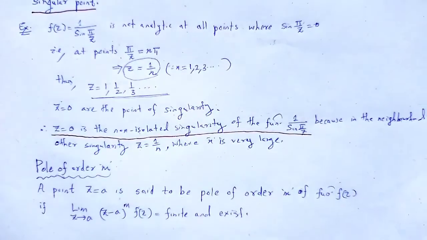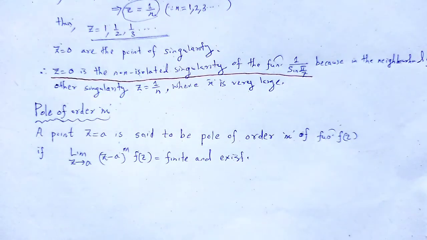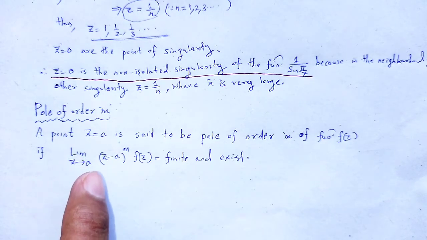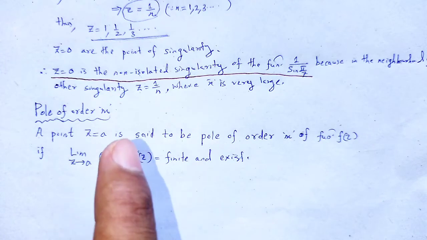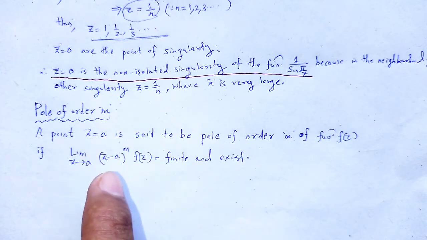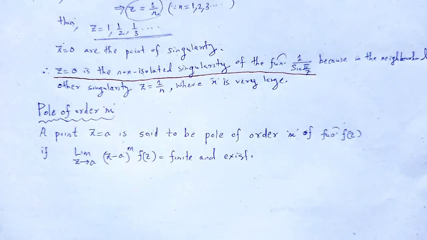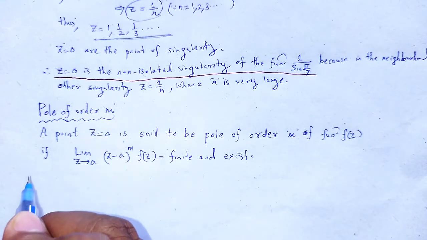Next, pole of order m. A point z is equal to a is said to be a pole of order m of the given function f of z if the limit as z tends to a of z minus a to the power m times f of z exists and is finite. Then we say z is equal to a is the pole of order m. We understand it very clearly by taking an example.